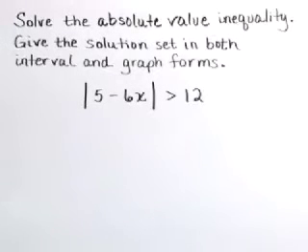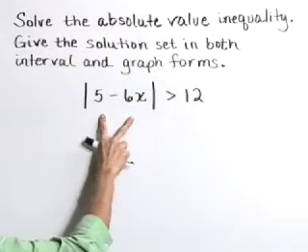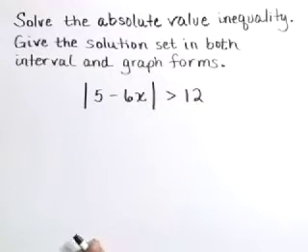Solve the absolute value inequality. Give the solution set in both interval and graph forms. Here we have the absolute value of 5 minus 6x is greater than 12.